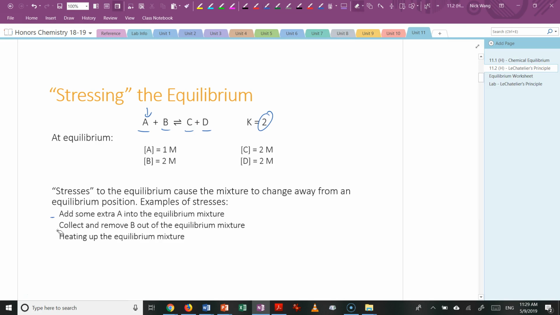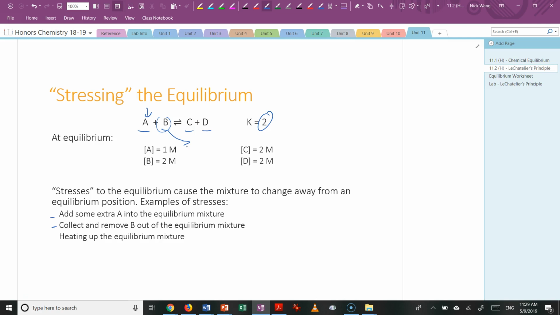Same thing with the second one right here. If I collect and remove B, so if I take B and get it out of the mixture, what happens? Well, once again, equilibrium has been disturbed. That ratio of products over reactants has been changed. So no longer does that ratio equal 2. No longer at equilibrium. Therefore, this equilibrium has been stressed.